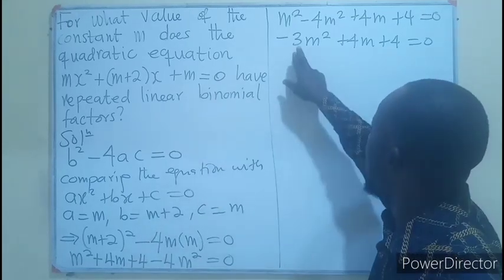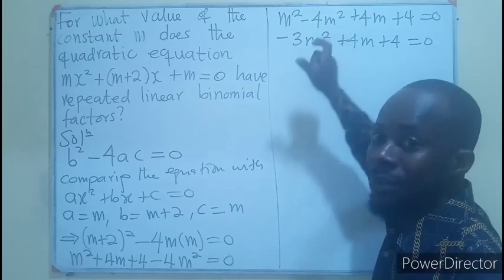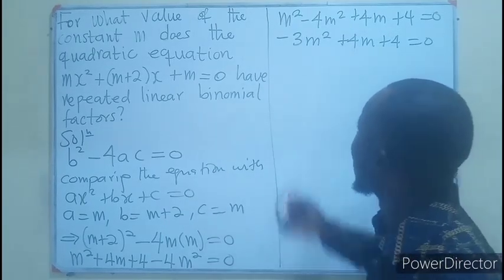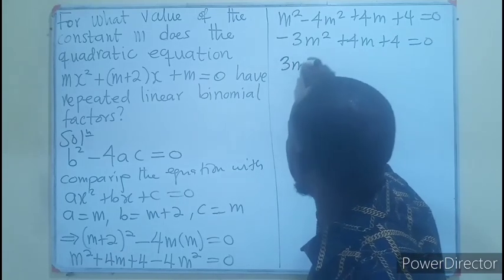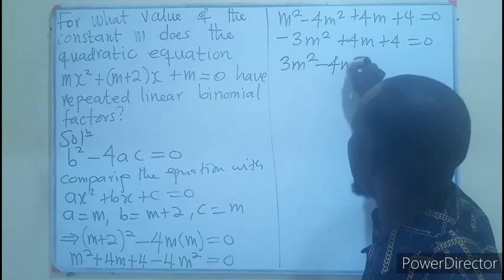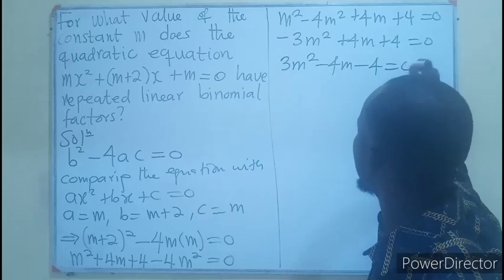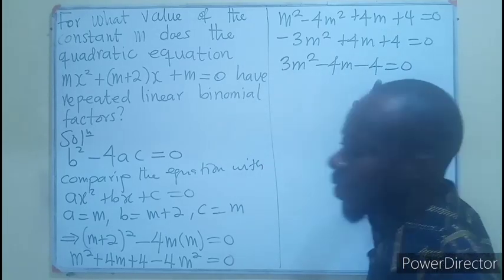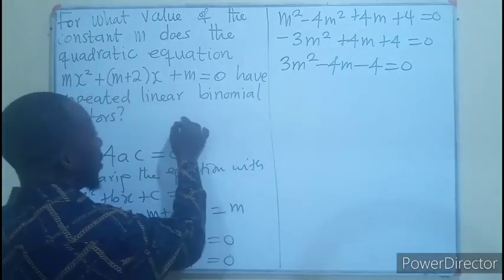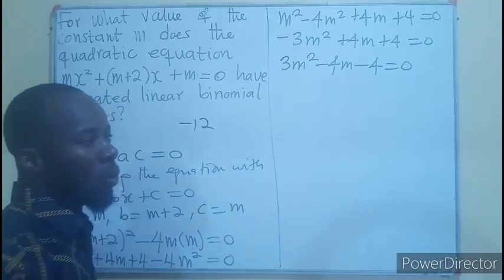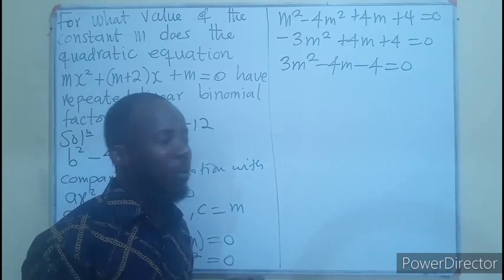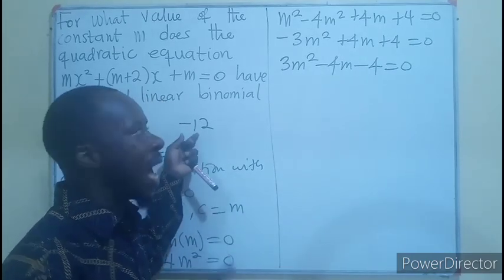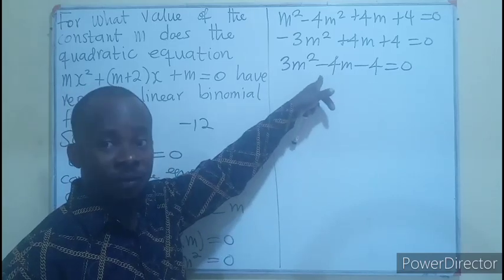So this has become a quadratic equation that we can solve to find the value of m. I want to make the coefficient of m squared positive by multiplying through by negative 1. That gives us 3m squared minus 4m minus 4 equals 0. Now we multiply 3 by negative 4, which gives us negative 12. Now we look for factors of negative 12. When we multiply, we get negative 12, and when we add, we get negative 4.